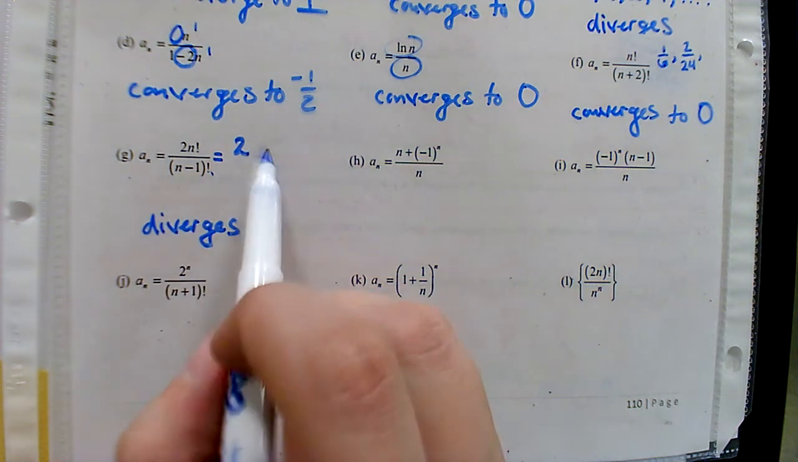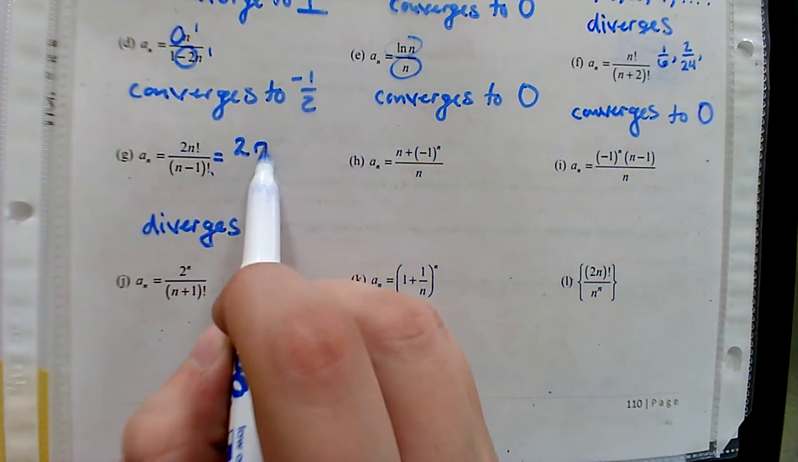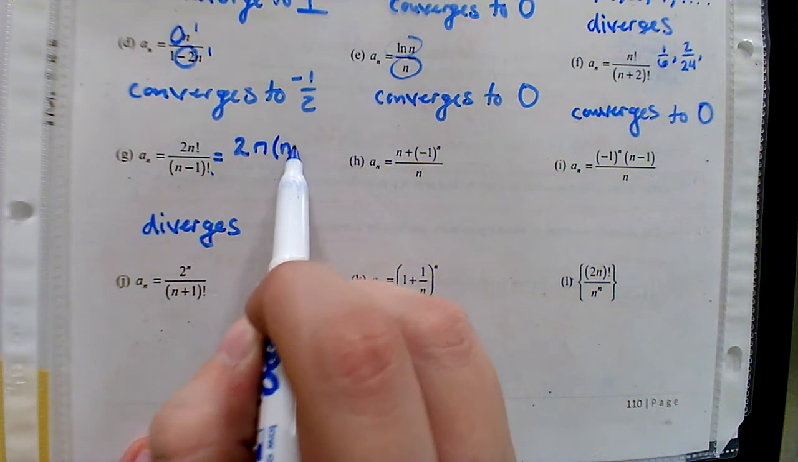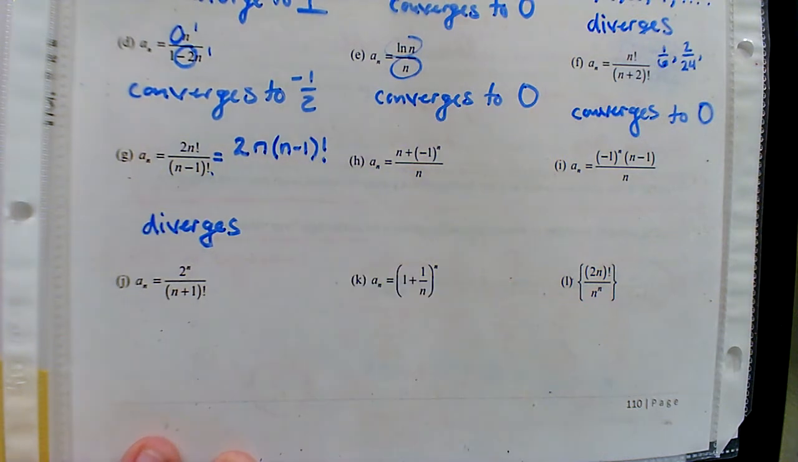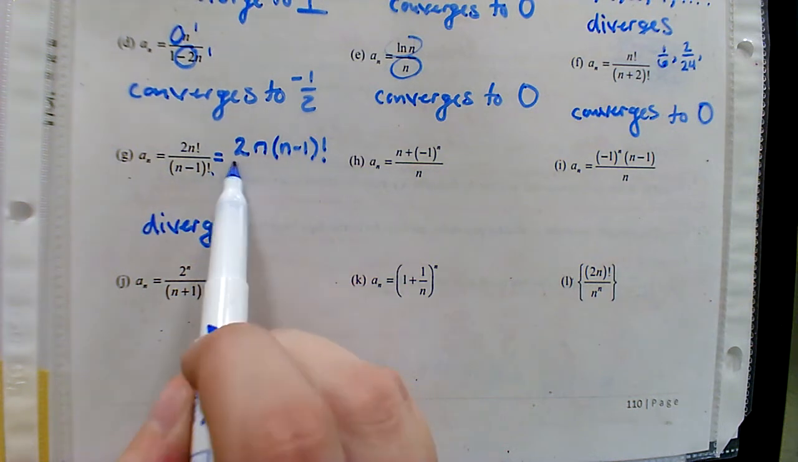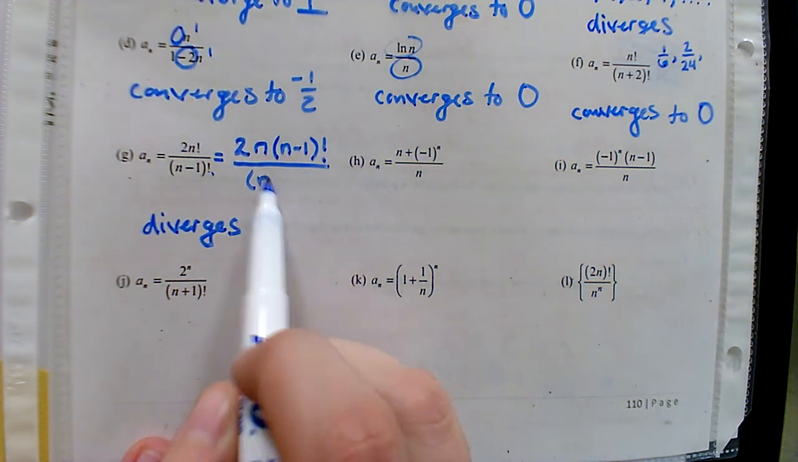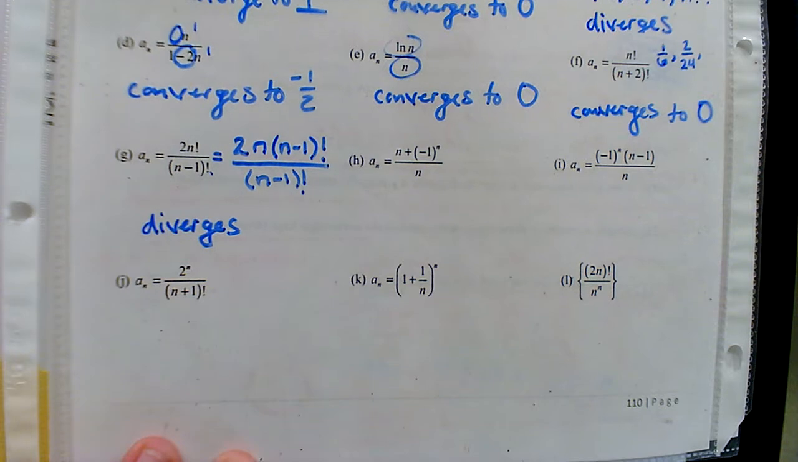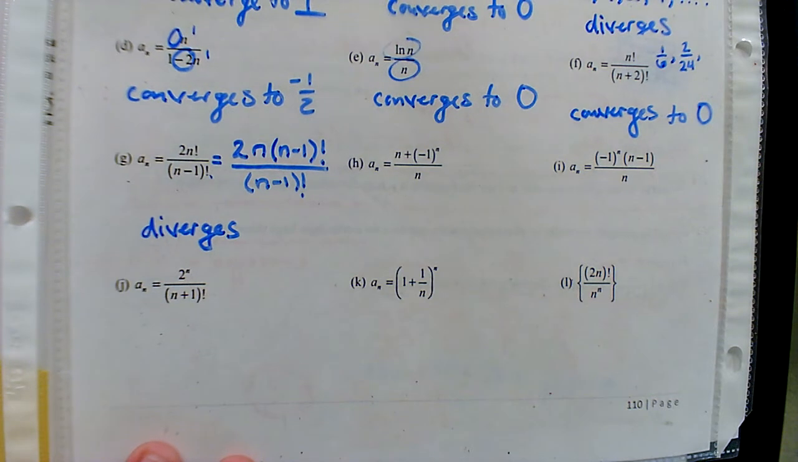So if this is n factorial, we can rewrite that as n times n minus 1 factorial, 1 less than it. Kind of like the 9 example at the top. And this is all over n minus 1 factorial. Anything going to happen?